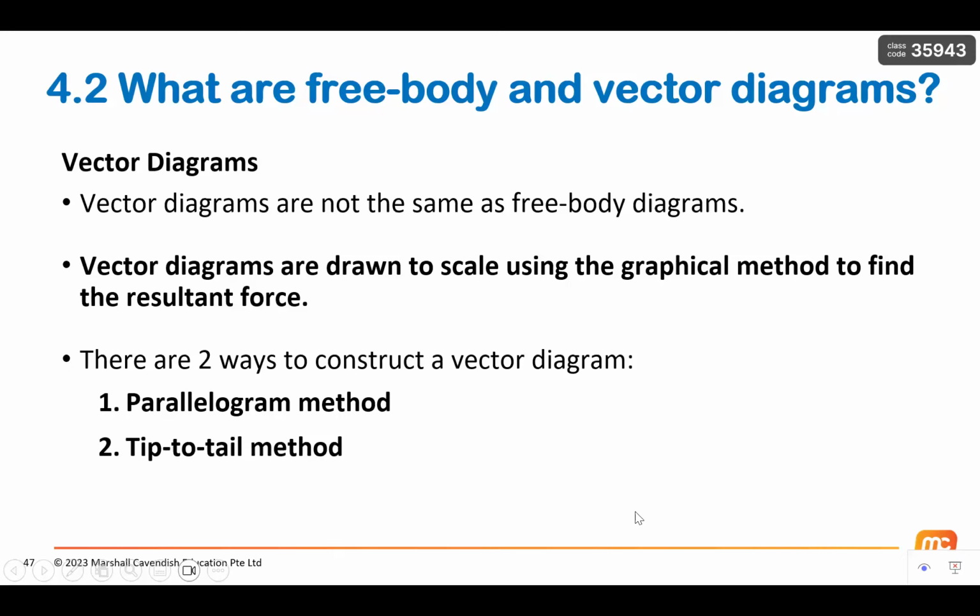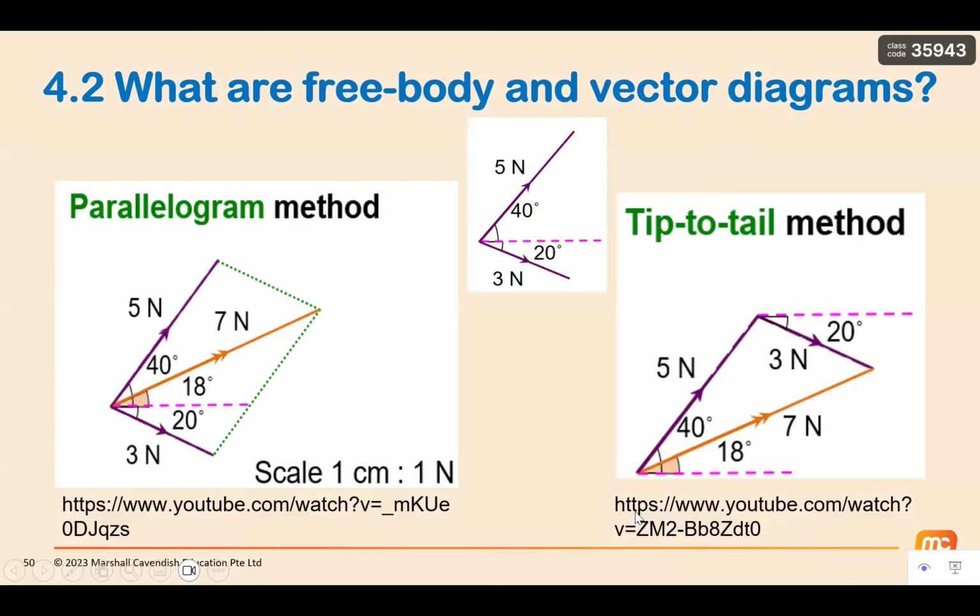But forces do not necessarily act parallel to each other. They may act at an angle with each other. So in order to solve this, we use vector diagrams. There are two ways to construct a vector diagram. The first one is the parallelogram method, and the other is the tip-to-tail method. Okay, we will go through both of them. But for pure science, it's preferred to use the tip-to-tail method. Okay, so this is how the parallelogram method and tip-to-tail method will look.